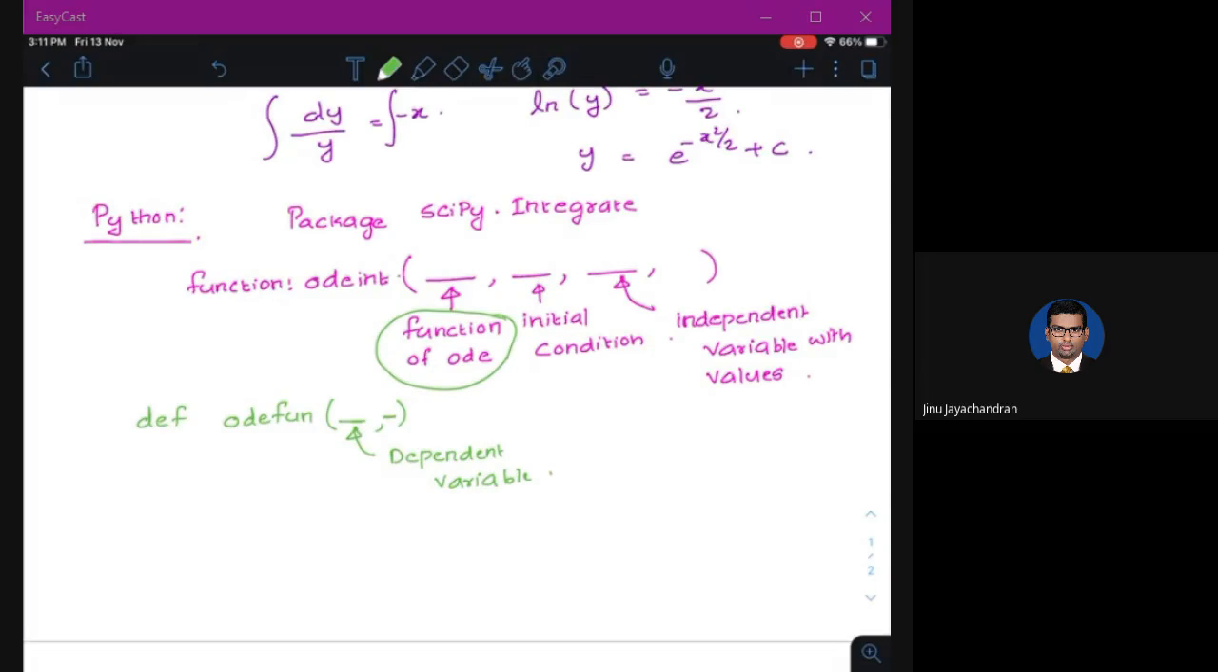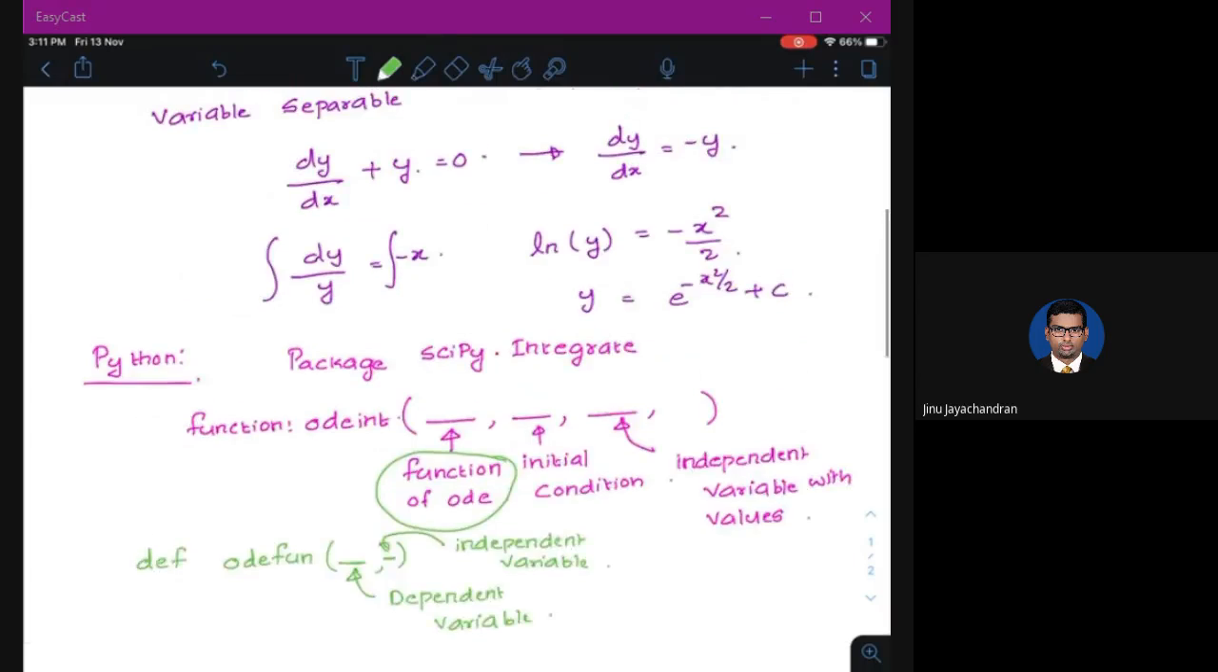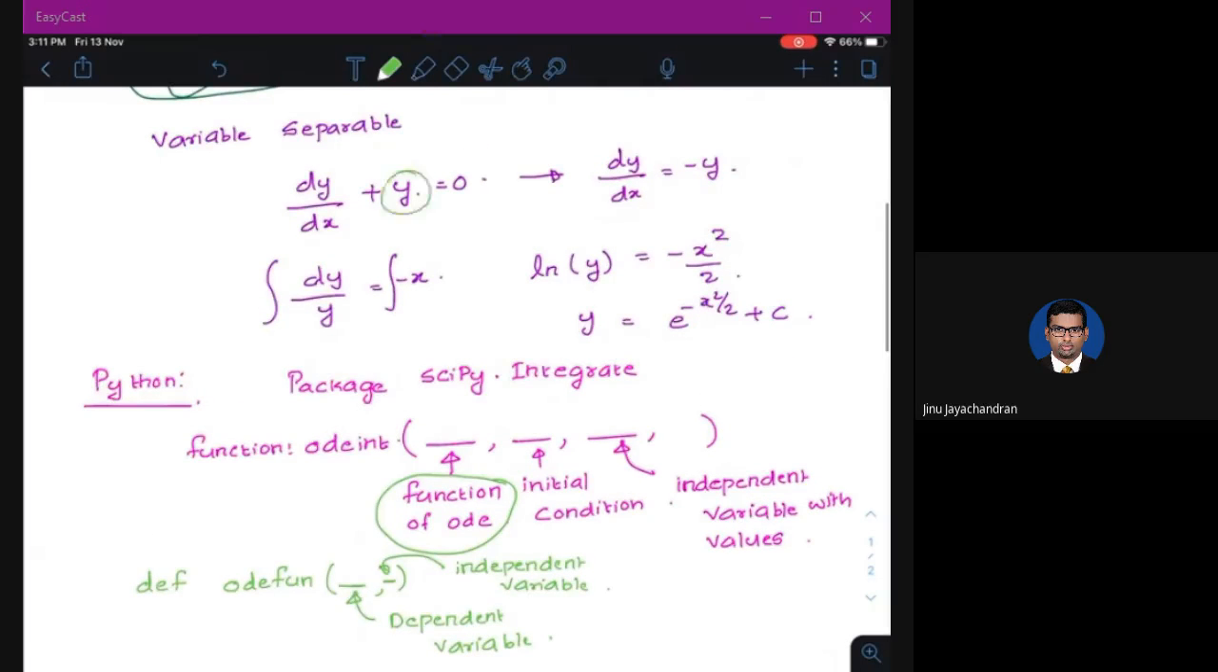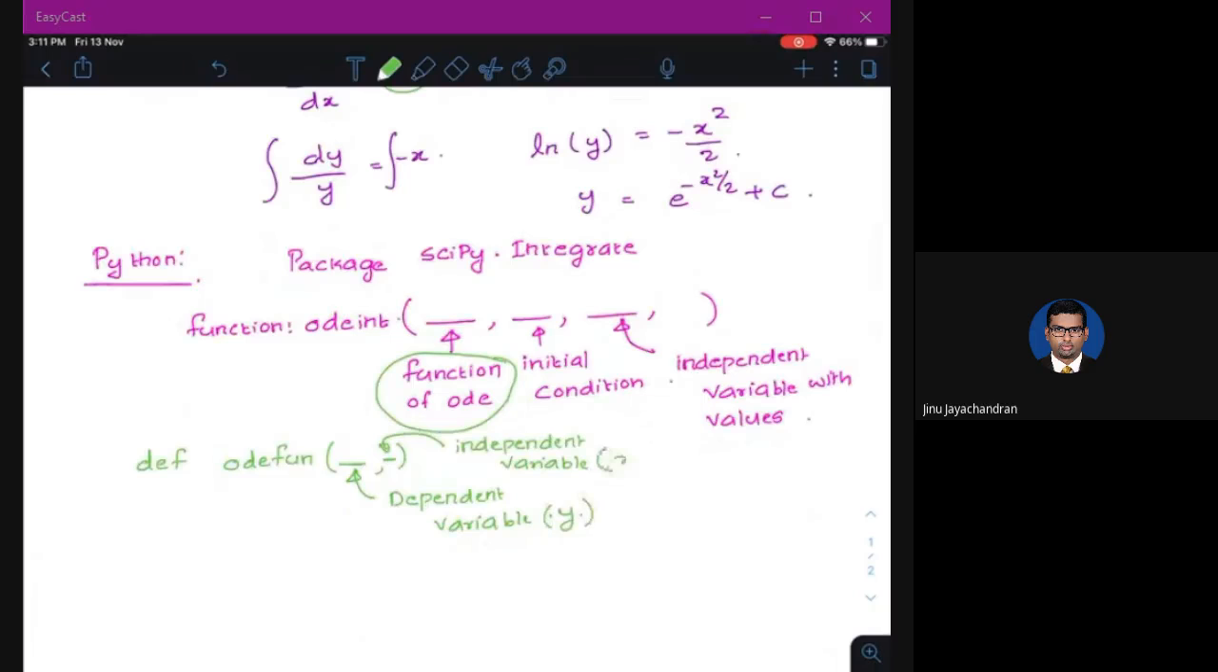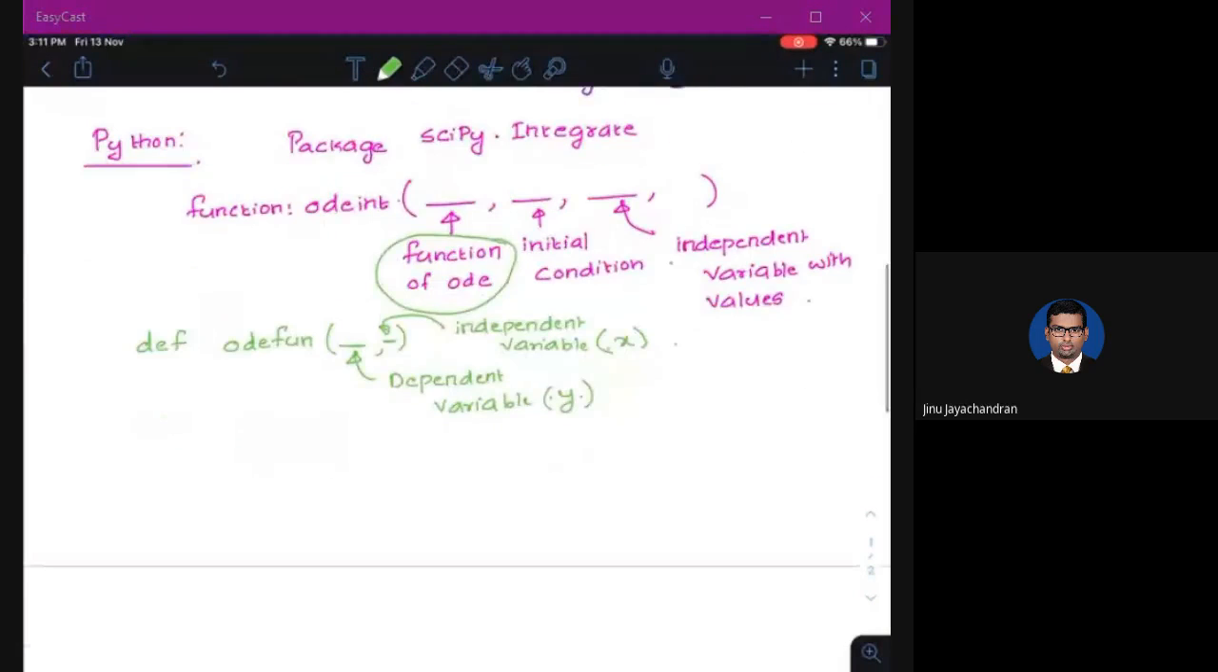And the second argument to be passed here is your independent variable. The first argument is the dependent variable. So in this example, the dependent variable is y, so you pass y, and the independent variable is x. Okay. So you define the function something like this.